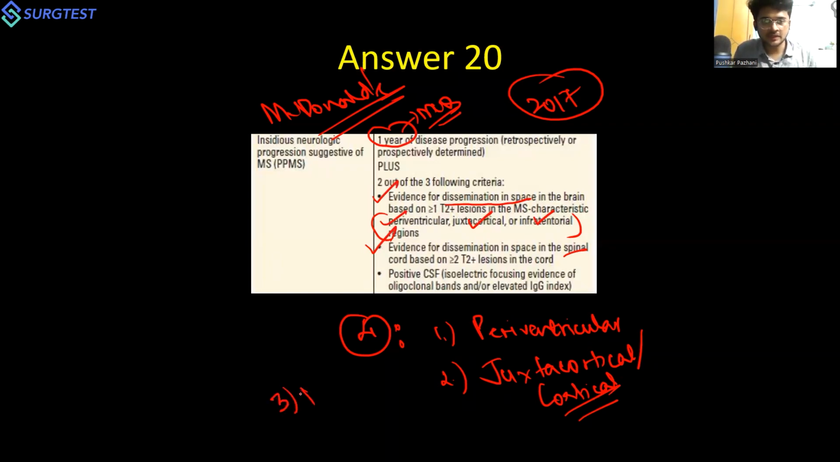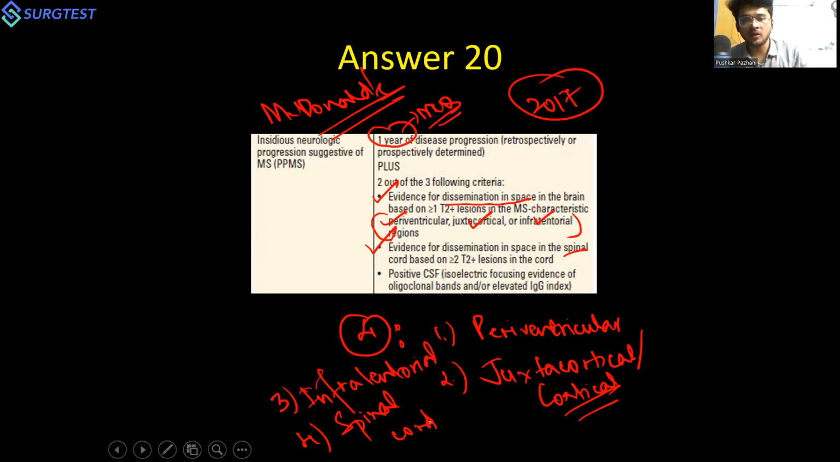And then third one is infratentorial. So this is mainly cerebellum and the brainstem. Infratentorial. And the fourth one is the spinal cord. So like you have the 6 core characteristics in NMOSD, these are the 4 important areas that are involved in MS: periventricular, juxtacortical, infratentorial, and spinal cord. Please don't forget, it's not given in Harrison. That's why I've added it. Cortical lesions are also added into the MS classical areas in the 2017 revision of McDonald's.